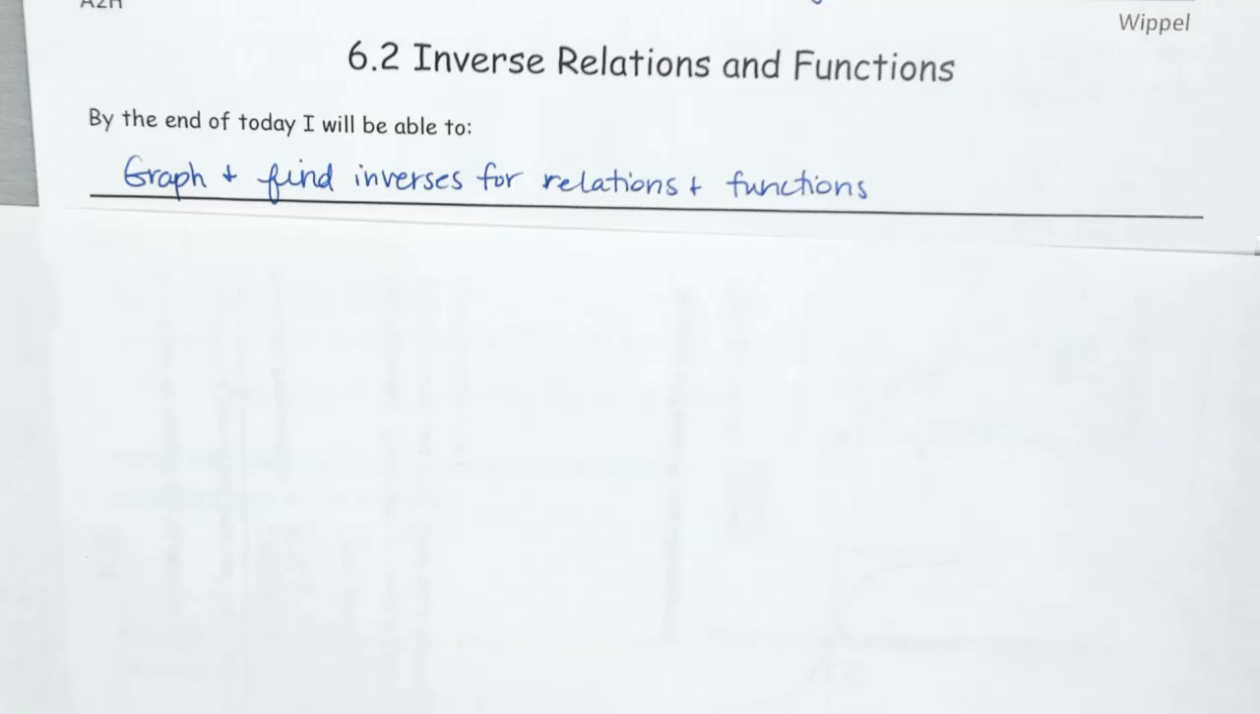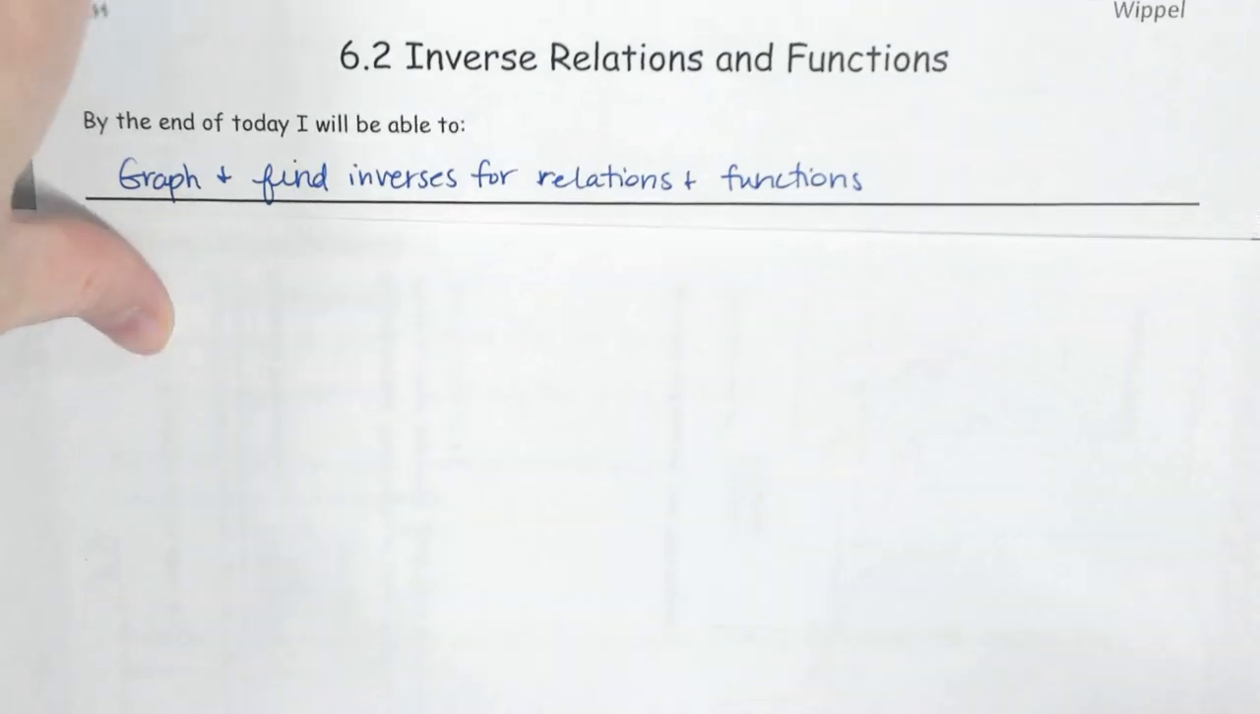Okay, so the first thing we're going to do is start by defining an inverse relation. Today we're going to graph, and we are going to find those inverses and talk about the domain and the range. So the first thing we want to do is define what is an inverse relation. Okay, what is an inverse relation?